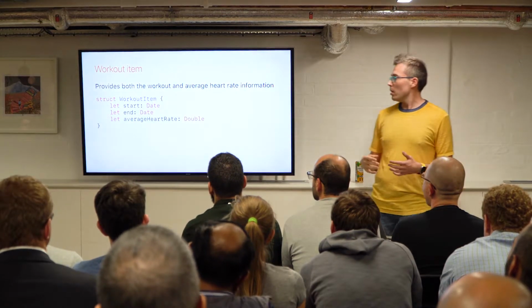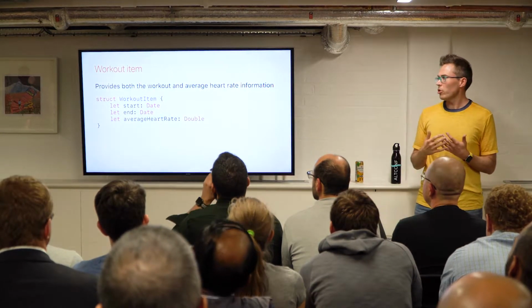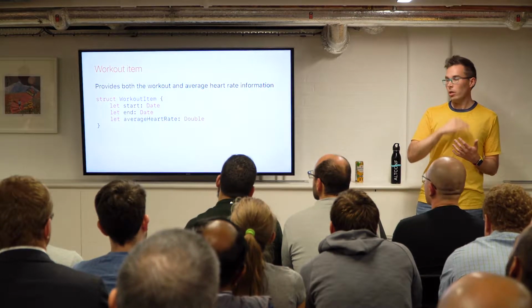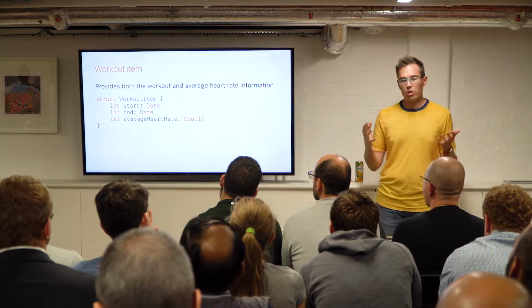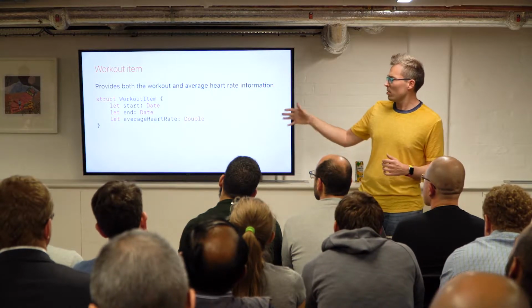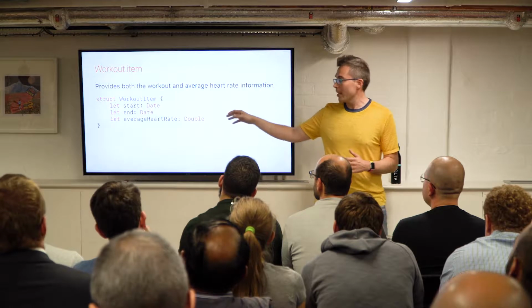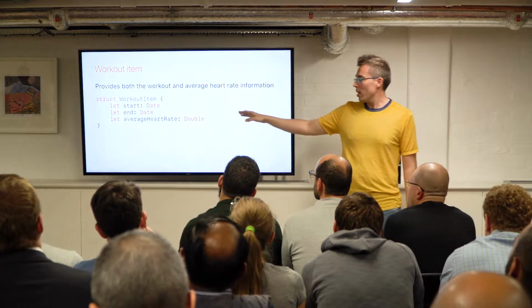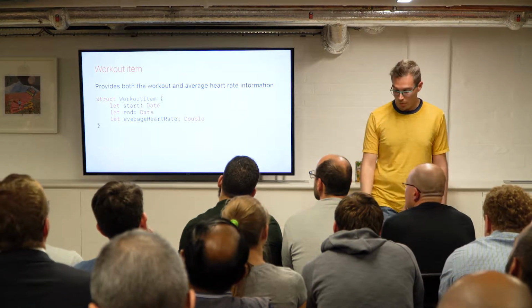I've worked out that what I want to do is create this workout item and put those in an array and just display those in the list. So it's going to have the start and the end date. Don't necessarily need the start, the end date, but we'll put it in there anyway. And we'll have the average heart rate in there as well.